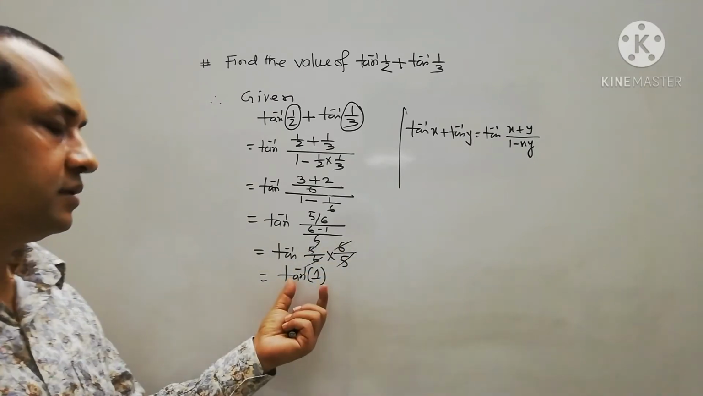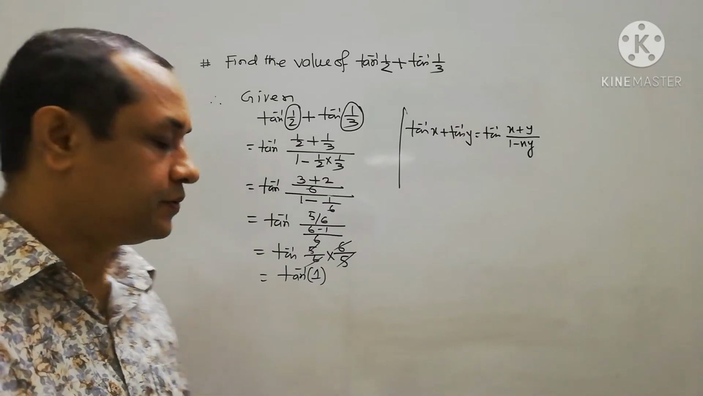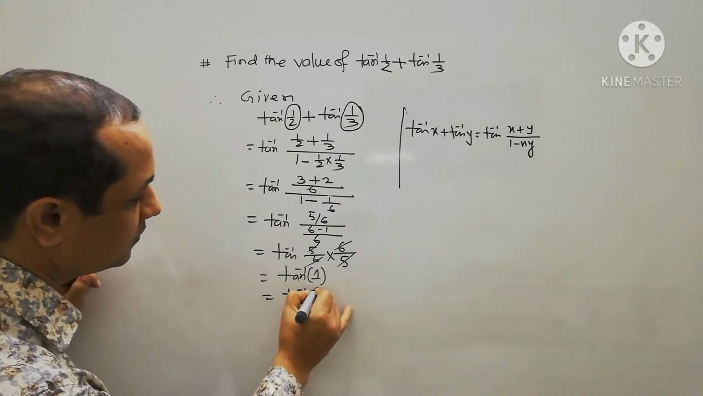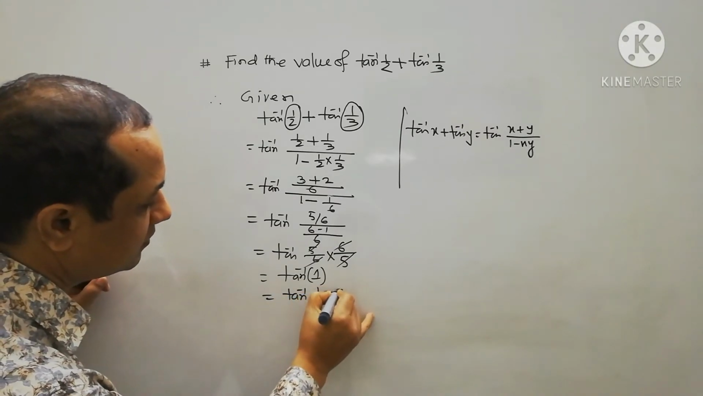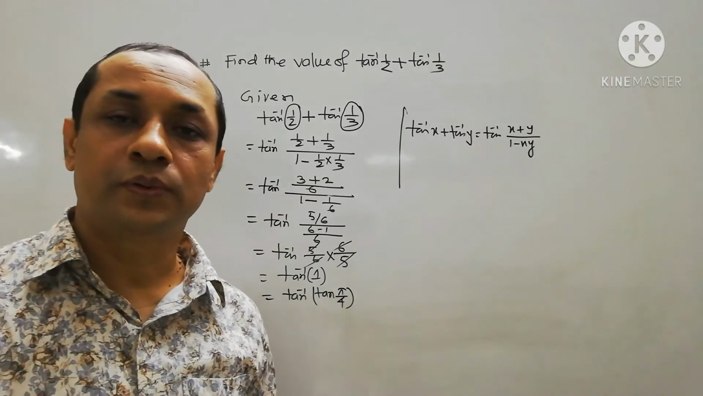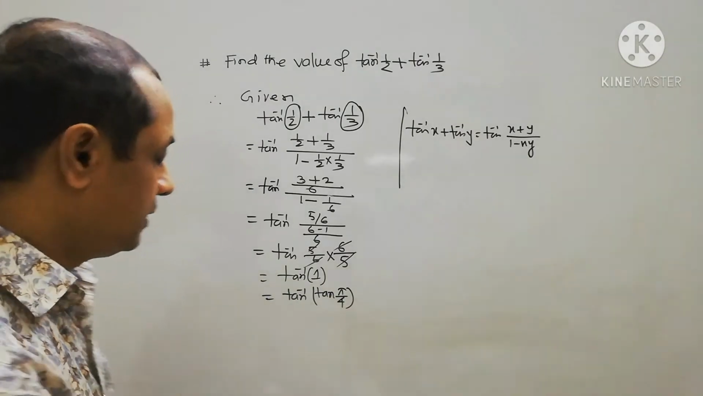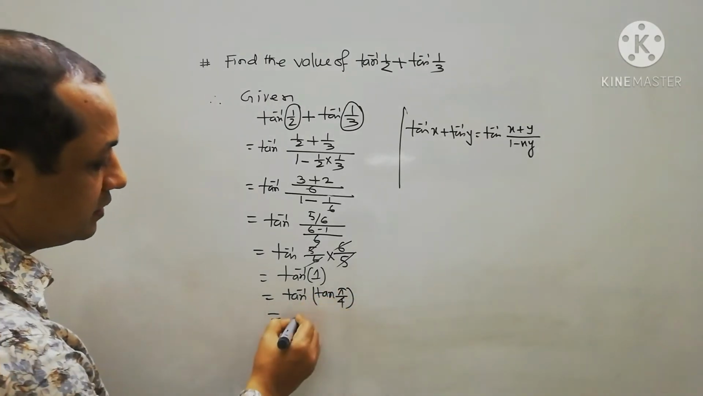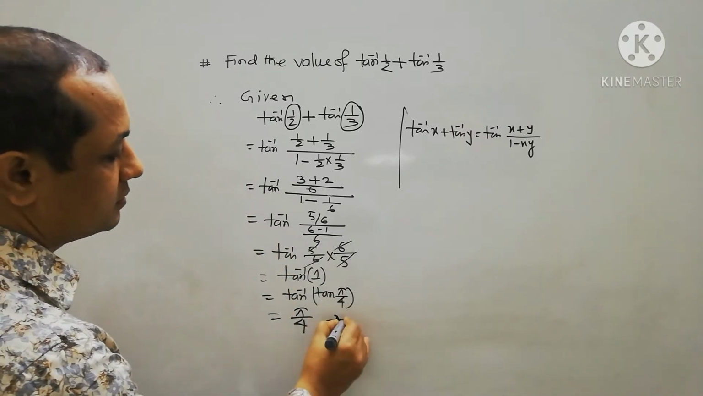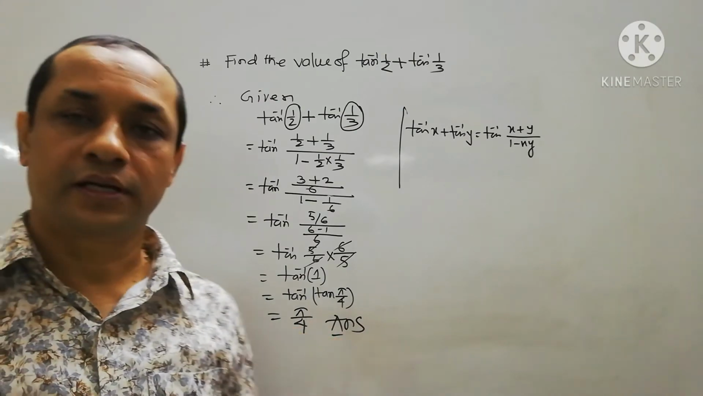Tan inverse 1. So we know that 1 equals tan pi by 4. Then we can write tan inverse 1 equals tan inverse of tan pi by 4. We know that tan pi by 4 equals 1. So we get pi by 4. Answer. So student, I hope that you are clear.